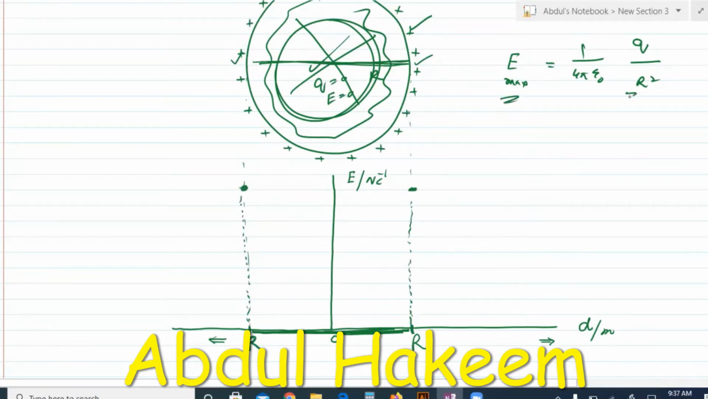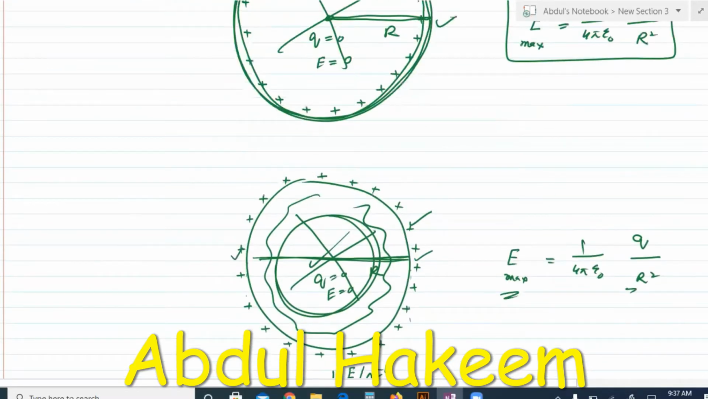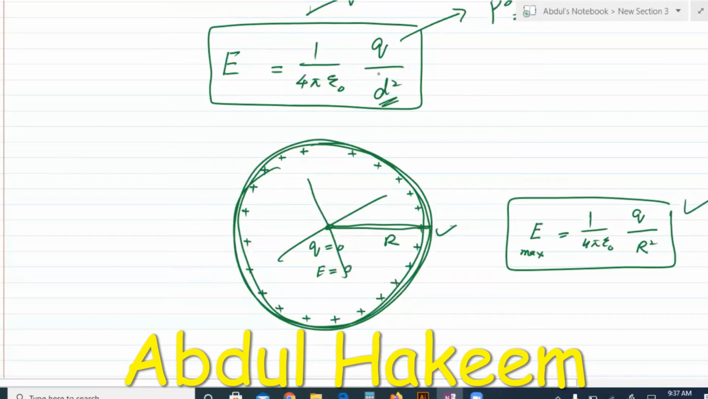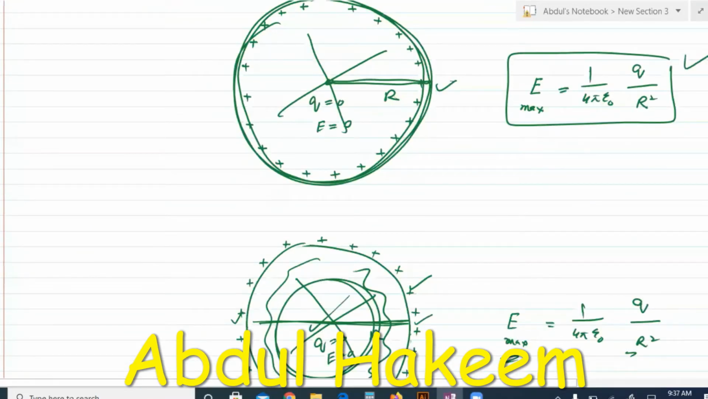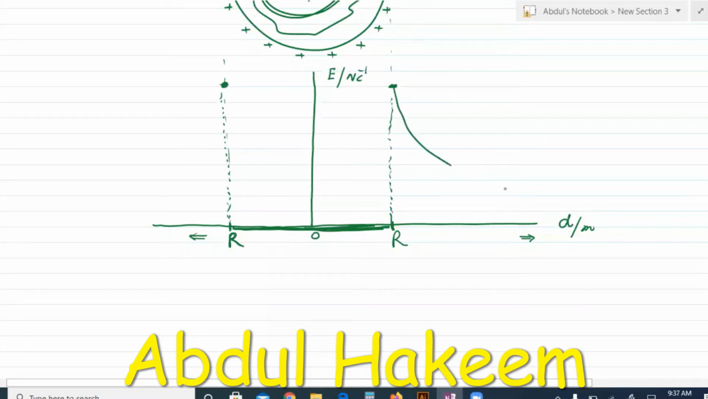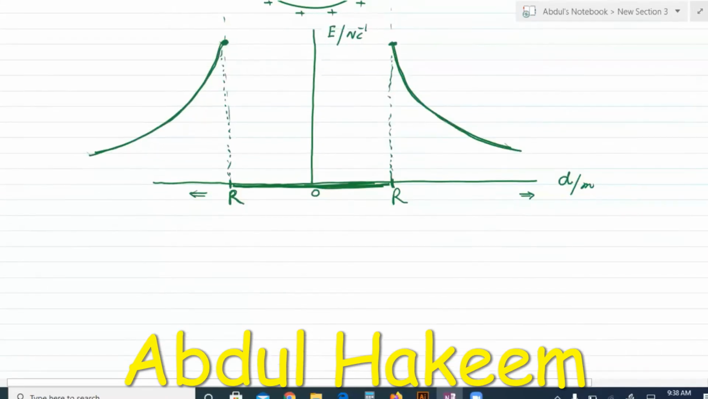Look, E max at R. Now, according to the relation, E is inversely proportional to d squared. So away from R, this E decreases. So this is the electric field strength and distance graph for a charged sphere which is positively charged. Electric field strength is maximum at the surface and then gradually decreases, inversely proportional. This is the E and d graph for the isolated charged sphere.